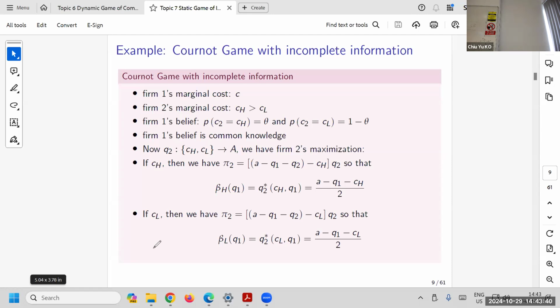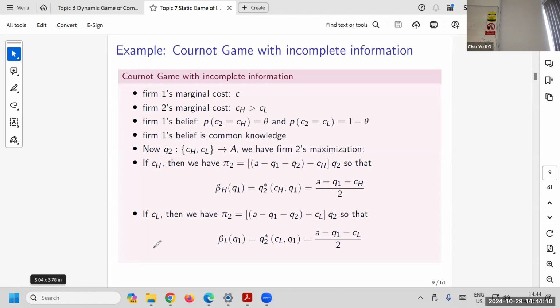So this game is not complicated. You have marginal cost C, and player 2 has marginal cost of two types, high or low. Two types. And the nature says you are high with probability theta, low with probability 1 minus theta. Okay, only two choices. And for player 1, this belief is common knowledge, because that is the common prior assumption. Now look at firm 2.